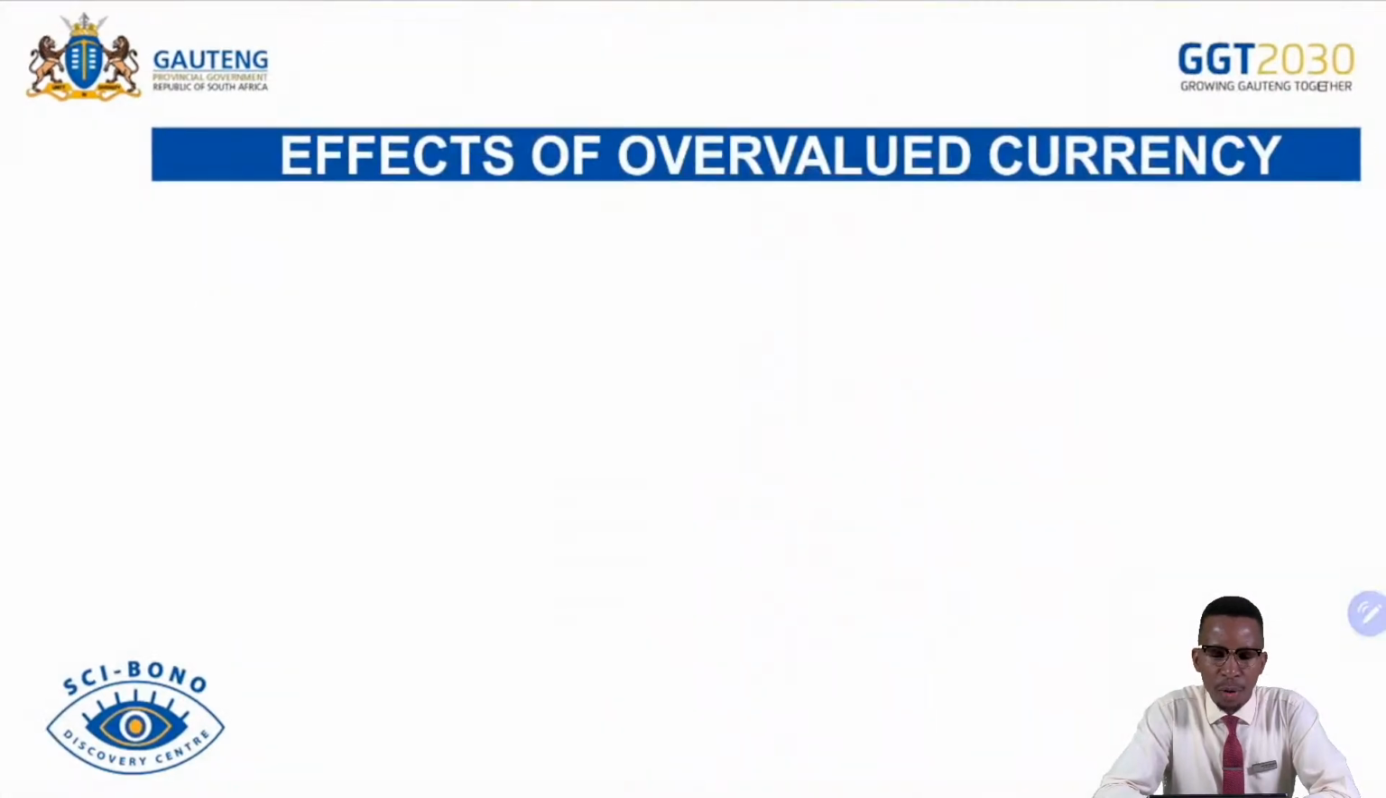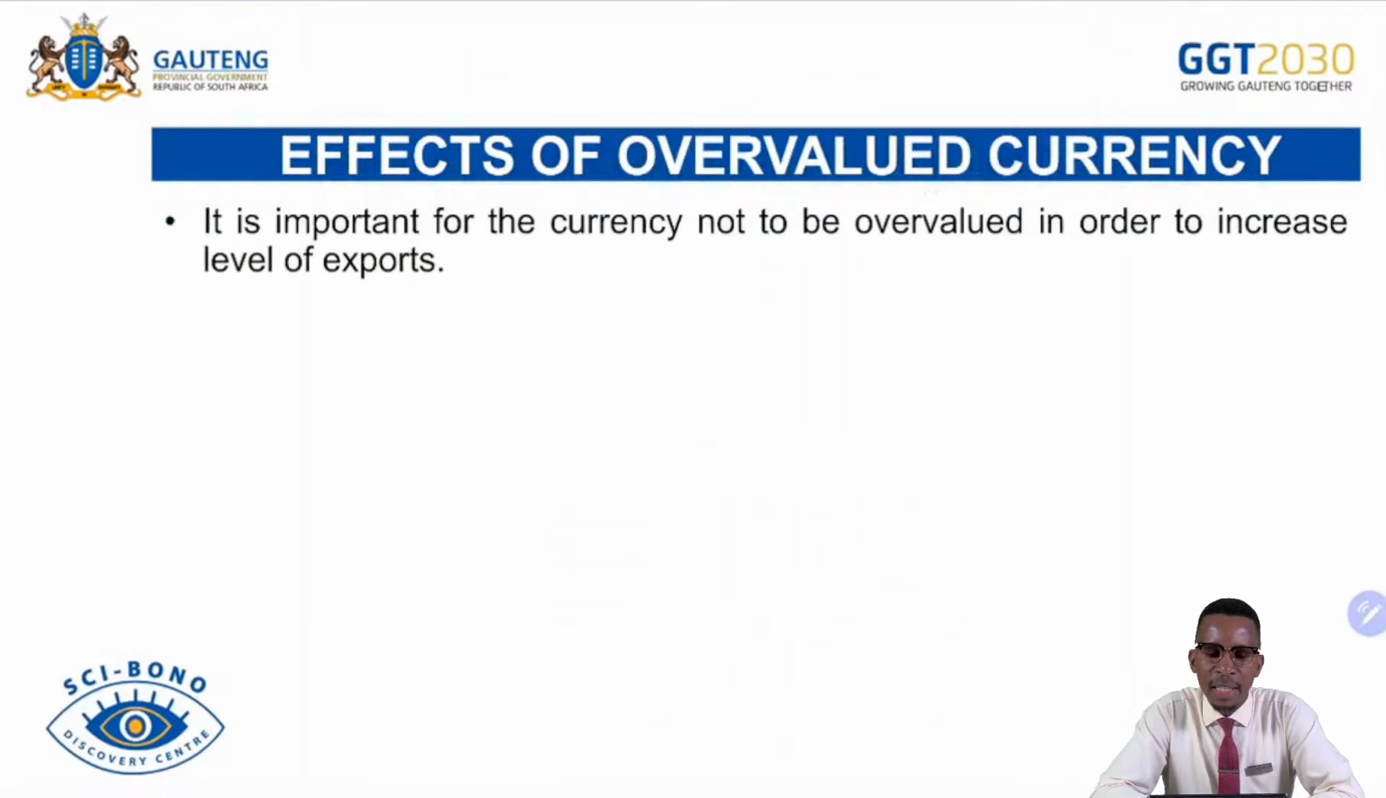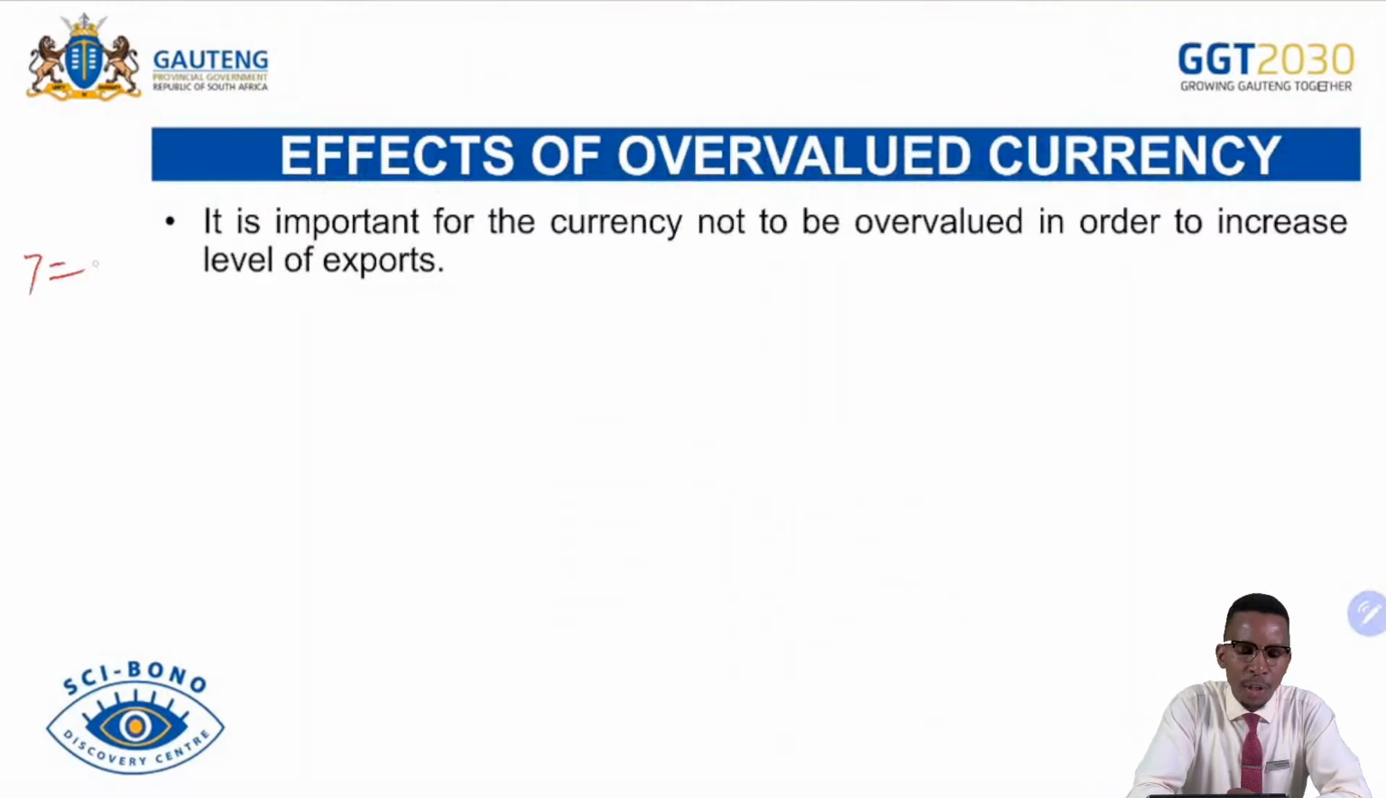And then we continue with the effects of an undervalued or overvalued currency. If the currency is overvalued, that means the currency is costing more than it should. The currency is too expensive. I mean, the currency is too strong than it should be. Let's say the rand is about 7 rand to 1 US dollar, instead of being 12 rand to 1 US dollar. So our currency is too strong in this case.